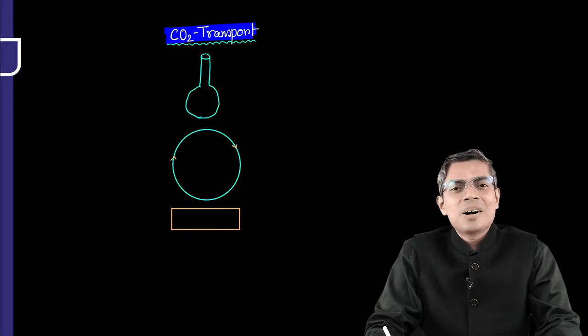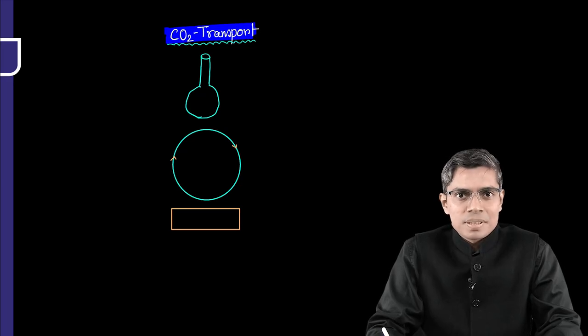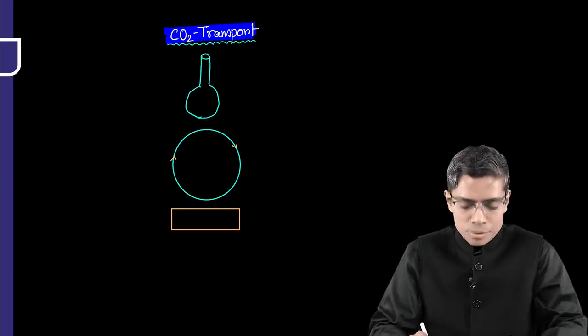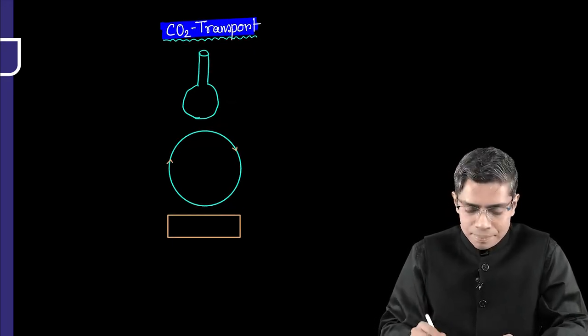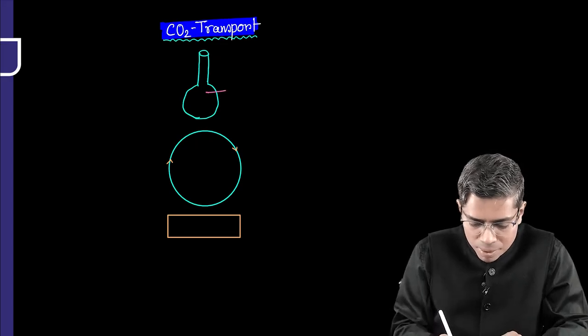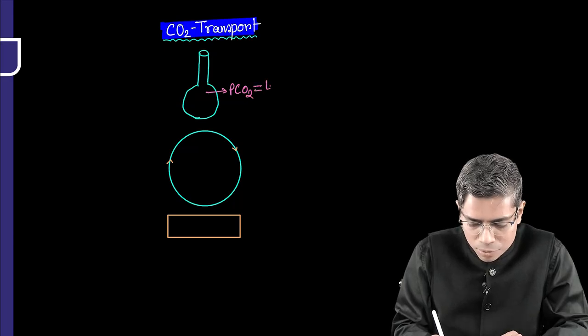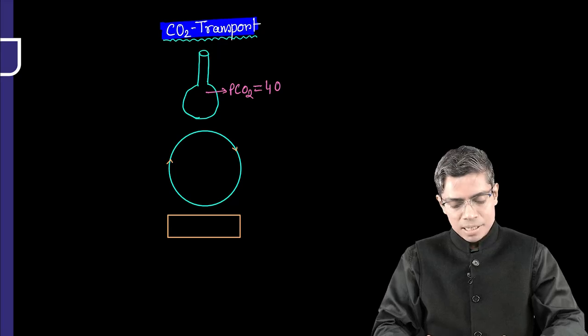Hello student, now we are going to discuss carbon dioxide transport. So, carbon dioxide transport, first you look at this schematic diagram, right? At the level of alveoli, what is the partial pressure of carbon dioxide? PCO2 at the level of alveoli is 40 millimeter of mercury.